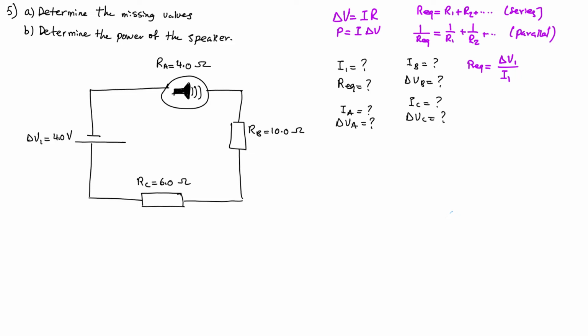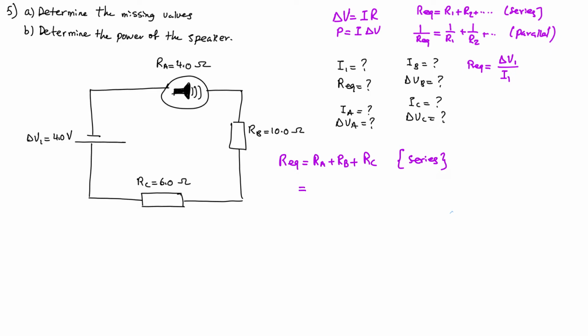There are 2 different ways of finding the equivalent resistance. Once again, one of them is dividing the potential difference across the battery by the current across the battery. And I don't have the current across the battery, so I can't use the easy way of getting there. The next way is using one of these 2 equations or a mixture of the 2. At the moment, I can see that these resistors are connected in series. So I can go ahead and say that the equivalent resistance is going to equal RA plus RB plus RC. And this is because they're connected in series.